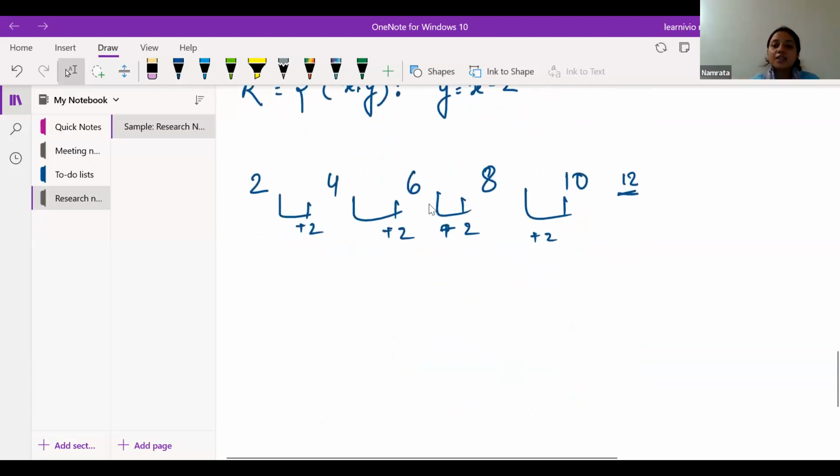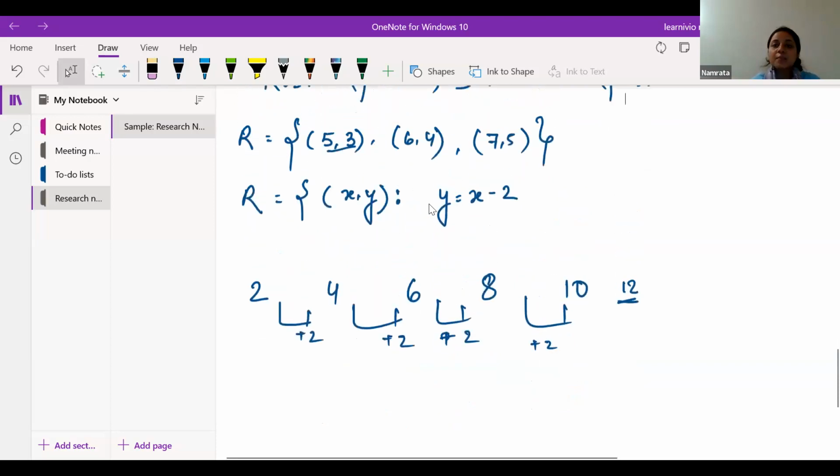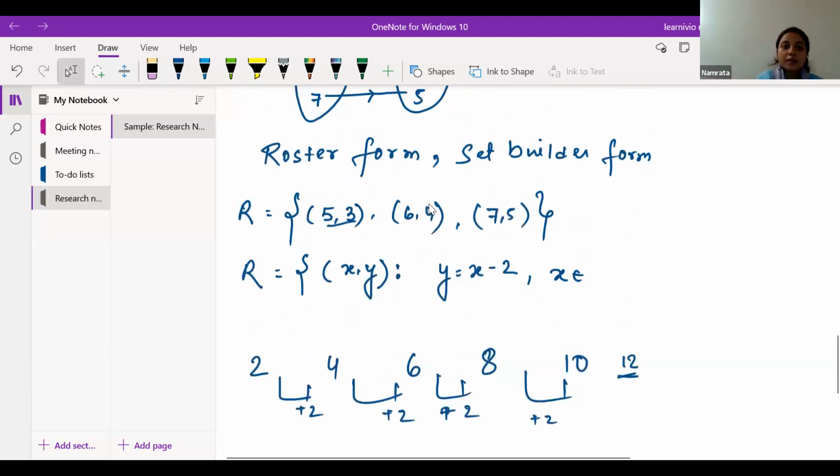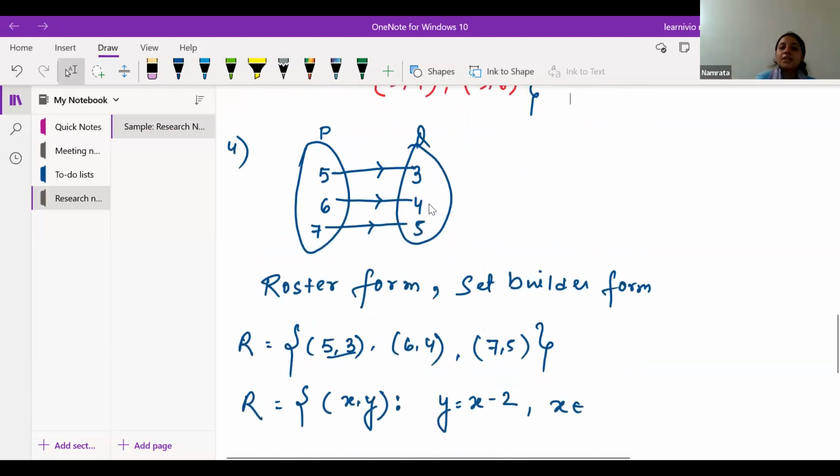Here you were saying we have to define x and y. Yes, we can define x and y separately, or we can also write easily that x belongs to, see the diagram, see the figure, P and Q is there. So we can say x belongs to P and y belongs to Q. That will also be enough. And even if you are defining the way you say, that is also perfect.